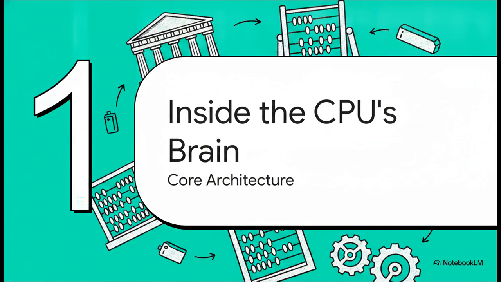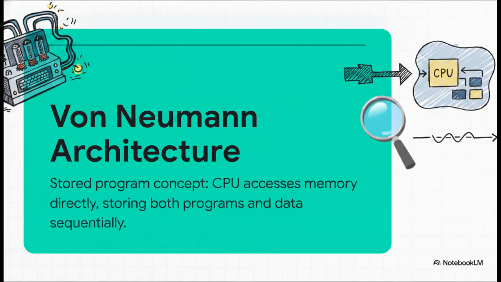Inside the CPU's brain. Let's start by laying down the foundation with the historical architecture that actually makes all of modern computing possible. Believe it or not, we owe our modern computer structure to a brilliant 1940s concept called the von Neumann architecture. And what's really fascinating here is what this idea replaced. Picture this. Before the mid-1940s, early computers literally had to be fed data while they were running. You couldn't just store a program on them. They required constant manual human intervention.